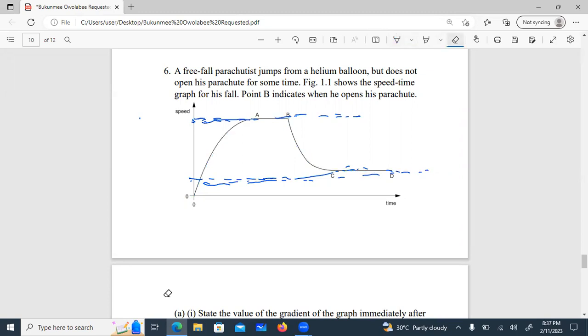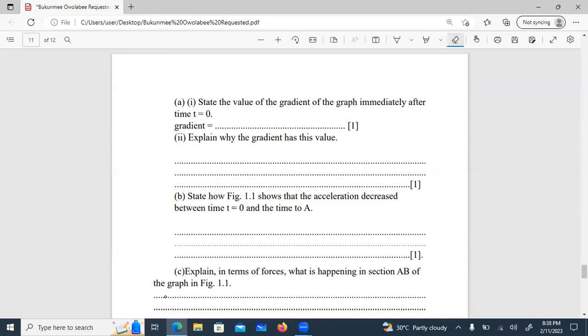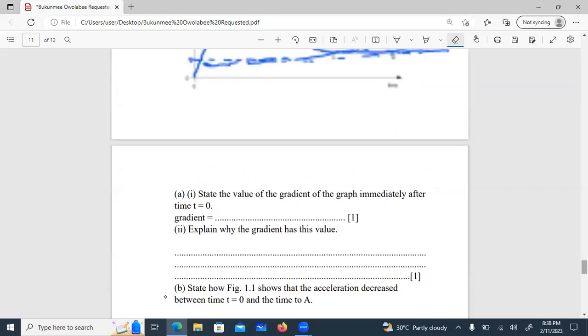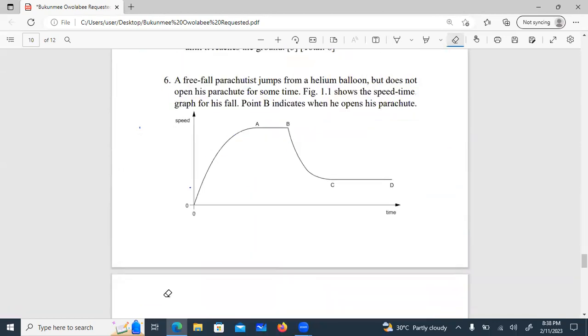So that is what this graph shows us. It shows us how the parachute saved the life of the parachutist. So now let's go ahead and answer the question. Let me erase all these unnecessary lines so that we can focus on the parts that constitute the answer. The question says, state the value of the gradient of the graph immediately after time t equals 0. Immediately after time t equals 0, what will be the value of acceleration?